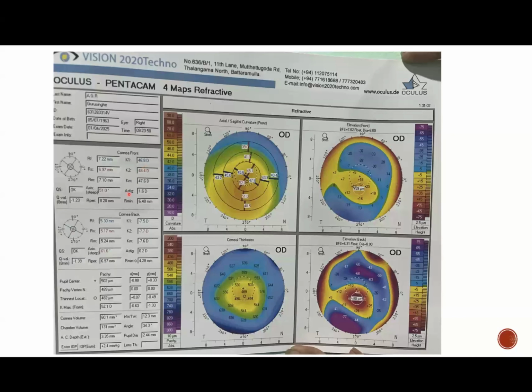And the difference is being calculated for us, which is 1.6, and this is very handy actually. This one machine gives the K1, K2, and it gives a pachymetry, which is the thickness value, and it gives the thinnest location value, and it gives the K max value.